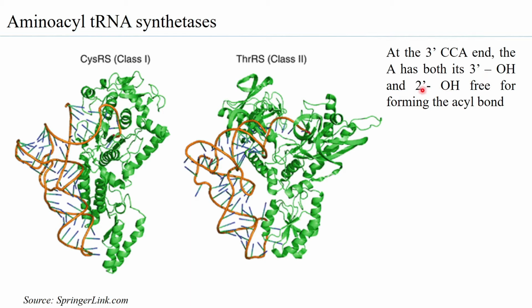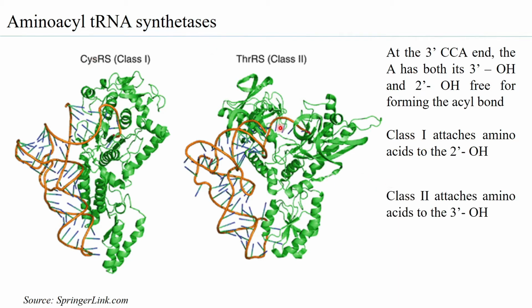Because you have the 3' OH and 2' OH both available, either of these two OH groups can form the acyl bond with the amino acid. So that class of aminoacyl tRNA synthetase that attaches the amino acid to the 2' OH group of adenosine is the class 1 aminoacyl tRNA synthetase, while that class of aminoacyl tRNA synthetase that attaches the amino acid to the 3' OH group belongs to class 2.